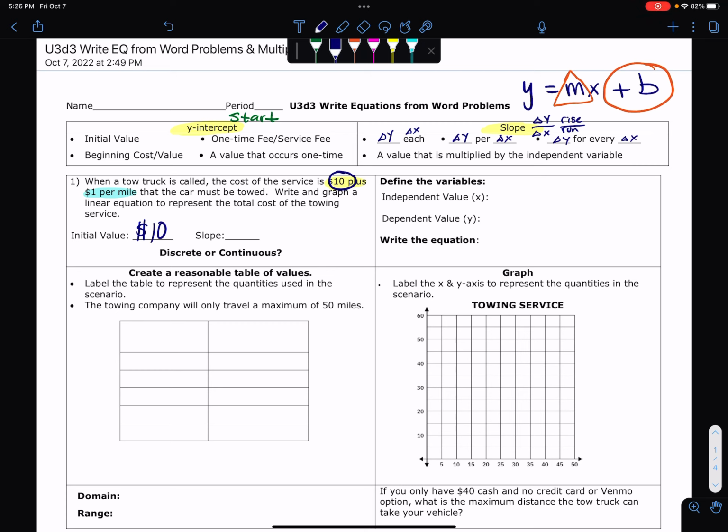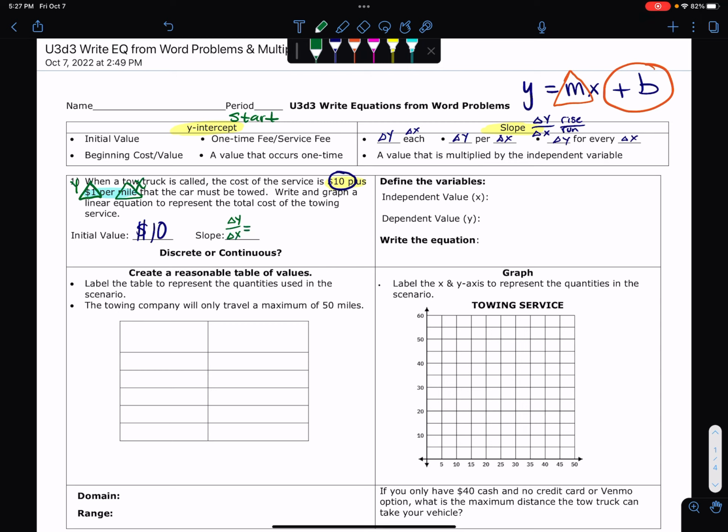Then we need our slope. So I'm going to triangle the slope based on the phrase per, because that is slope. So I'm going to triangle this, $1 per mile, all right? And again, it is usually always your change in y, and then it's your change in x. So I would also put a y here and an x here. So my slope, again, change in y over change in x.